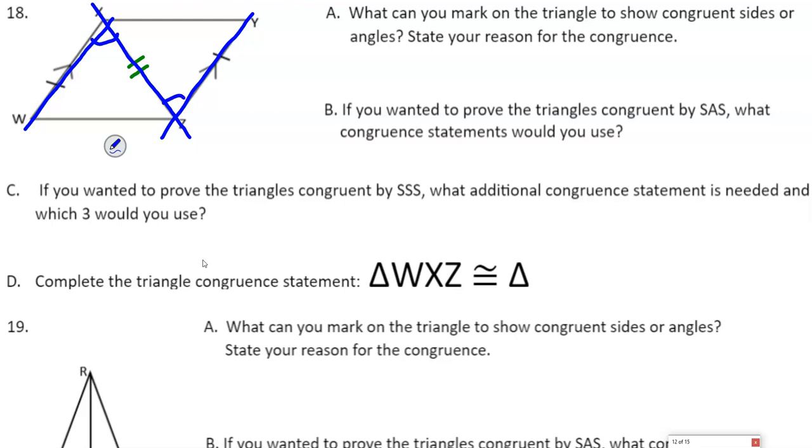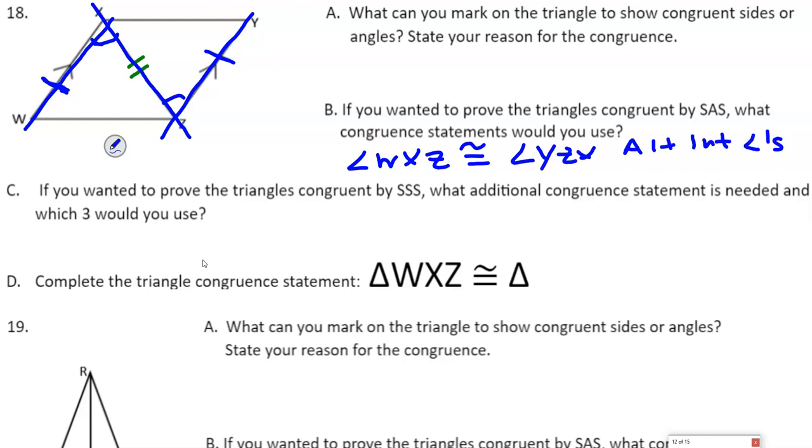So what do you notice? Side, angle, side, right? Do you guys notice that? So it says if you wanted the triangles to be congruent by side, side, side. So this would be side, angle, side. So we would have used the 1 tick sides here, and then we would have used the angle up here. So let's just say angle WXZ is congruent with angle YZX, because they're alternate interior angles again, right?